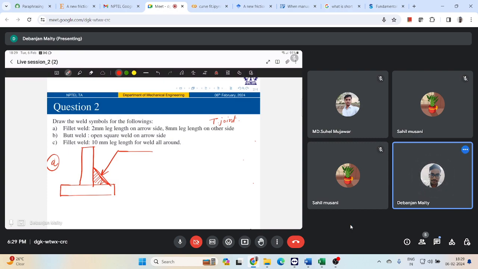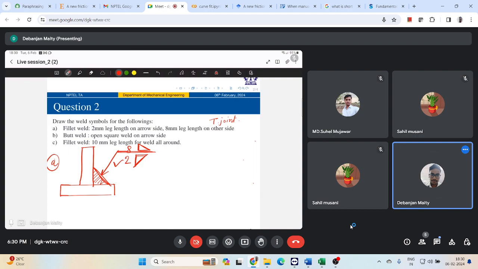So it says that you have fillet weld of 2 mm leg length on the arrow side and 8 mm leg length on the other side. So what you need to mention over there then? You will mention 2 mm leg length on the arrow side, right? Which I need to specify at the bottom part of this reference line. And if you have this 8 mm leg length, that will be on the other side, right? That's how it will look like.